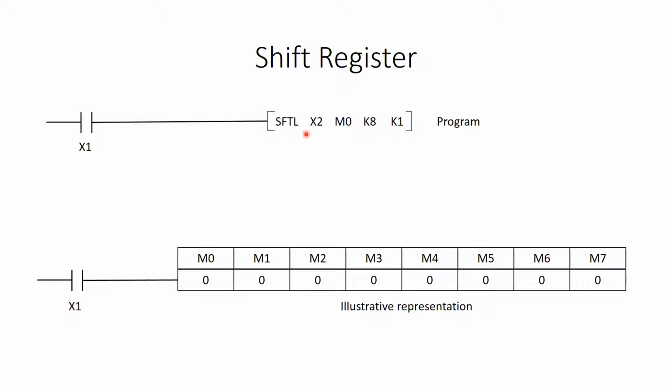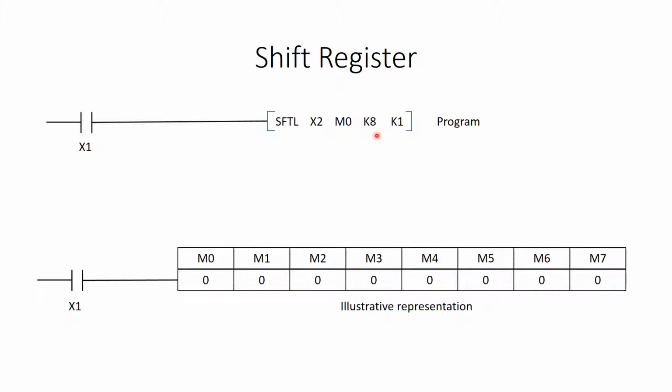We have the shift left function, and for the purpose of the tutorial we put in shift left, but shift left or shift right, either one operates in pretty much the same fashion. And we have our source. Our data source for this particular one is X2, so whatever data is on the X2 input is what we're going to put into our register. The destination within the register, or the starting bit of the register, depending on how you want to look at it, is M0 in this case, which is the internal auxiliary relay M0.